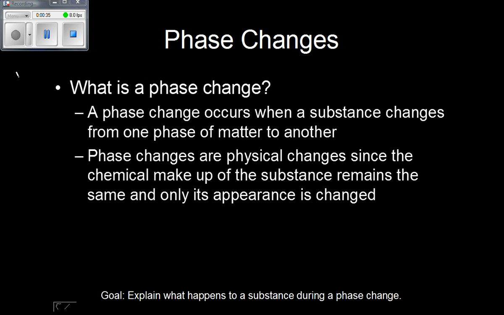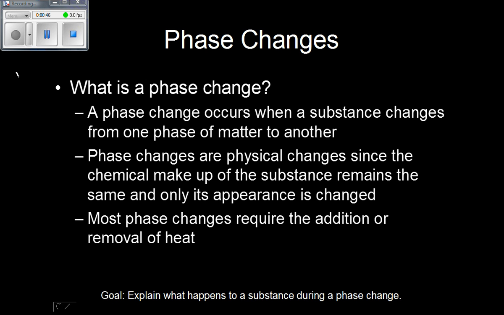Phase changes are called physical changes because the chemical makeup of the substance, such as H2O, does not change. Only the way that it looks changes. Most phase changes require that we either add or remove heat in order to make them occur.